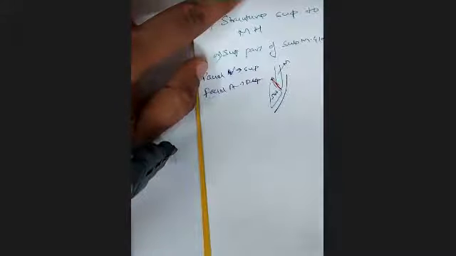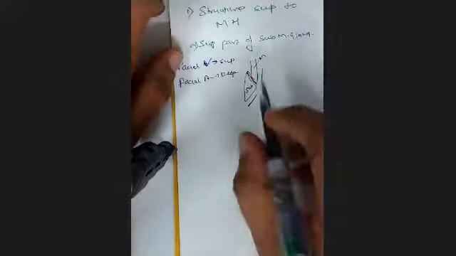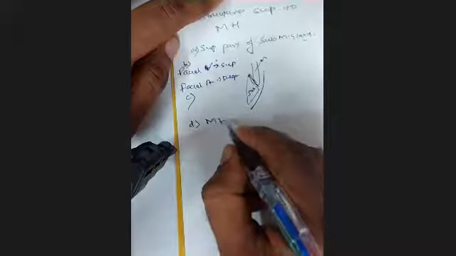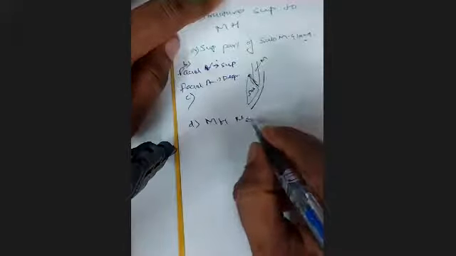So those will be the structures superficial to mylohyoid. Okay, so A will be the superficial part of the submandibular gland. B will be the facial vein. C will be the facial artery. D will be the mylohyoid nerves and vessels.